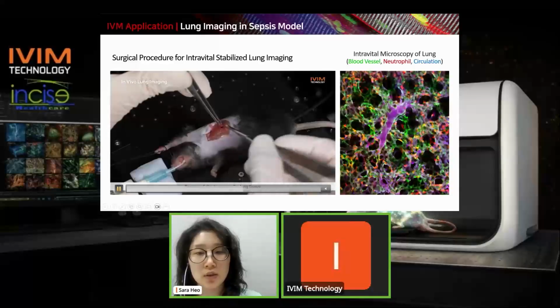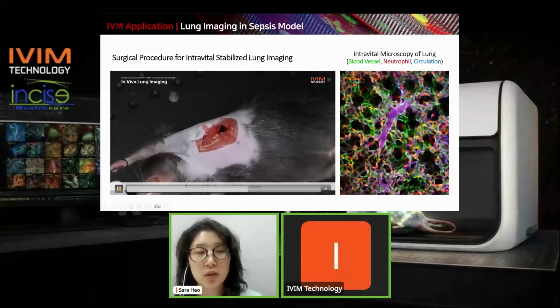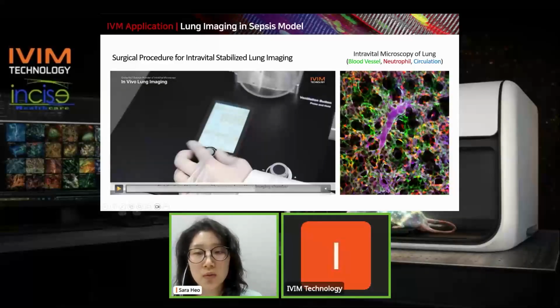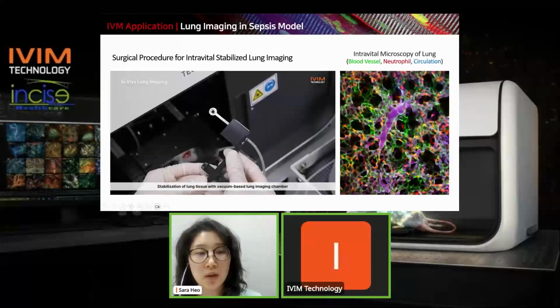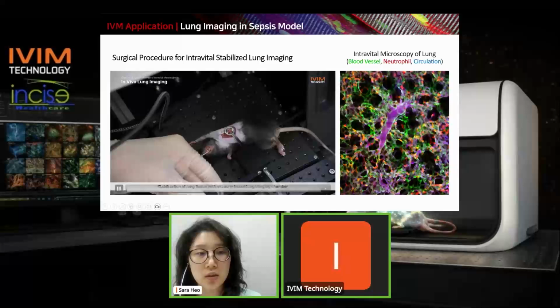Right now, you can see on the screen. Like that, you can see that the lung is over there, right on the rib. And then the vacuum-based imaging chamber connected to the tissue motion stabilizer is going to hold the tissue in place. This is how you manage the negative pressure. And that's the chamber that I mentioned, just like that. You can see that the lung is sucked into the chamber using the negative pressure.